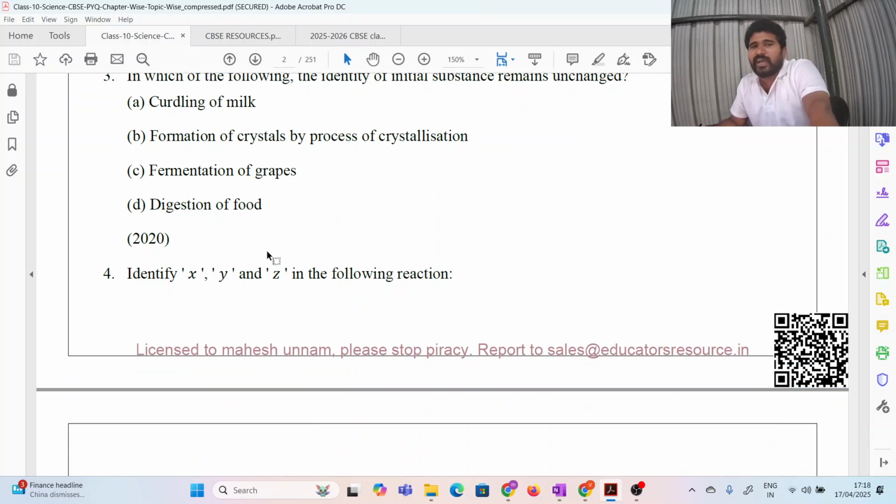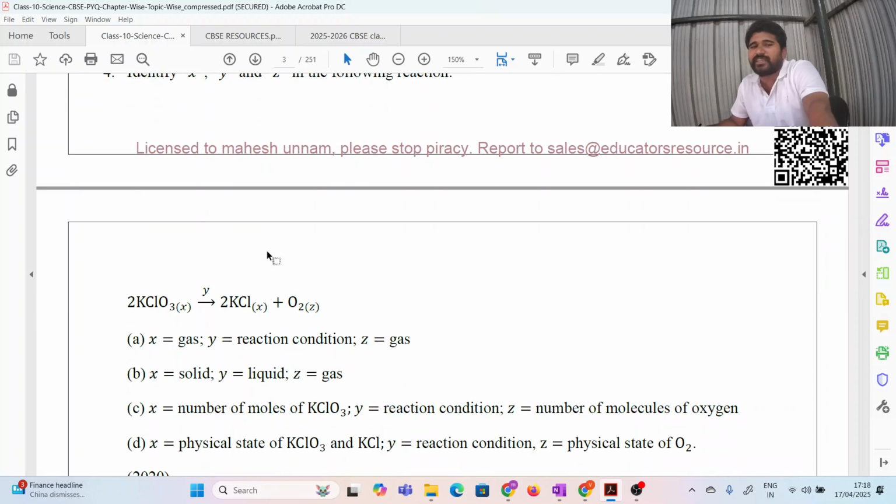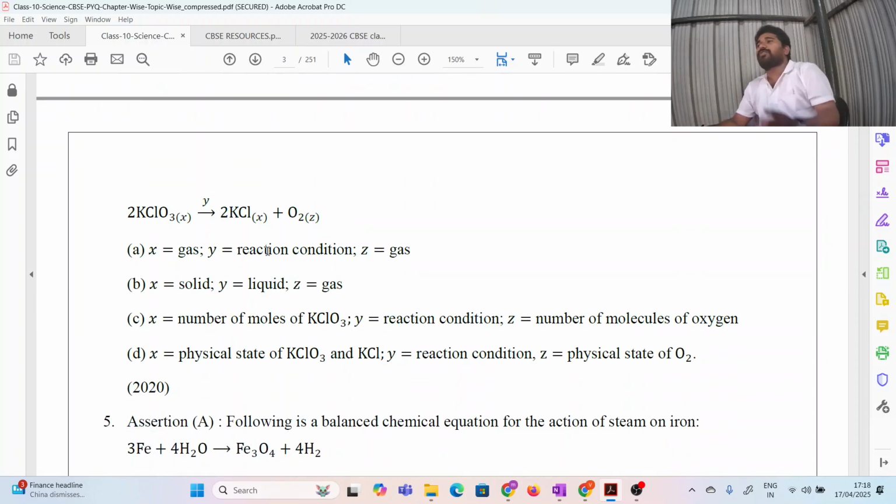Okay. Next. Identify X, Y, Z in the reaction. So we have to find what is X, what is Y, what is Z. Understand? So observe the reaction. For X, we have to indicate the state, whether it is solid or liquid or gas.